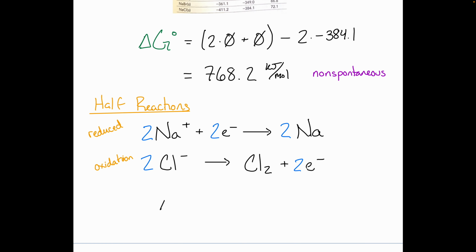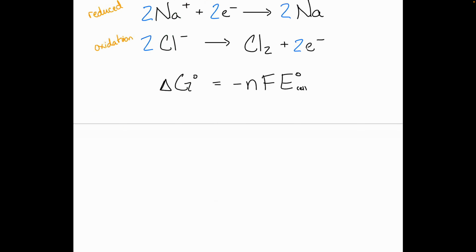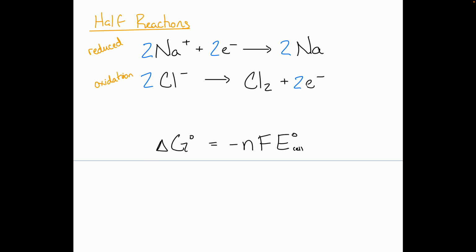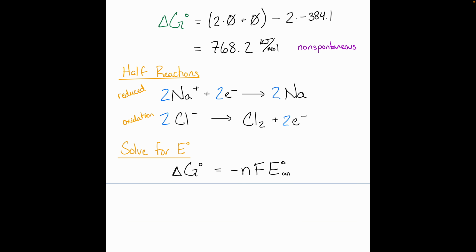All right, but now let's use our relationship between delta G and that E naught. Specifically, we want to solve for that E naught, because now we have our delta G naught from our table.